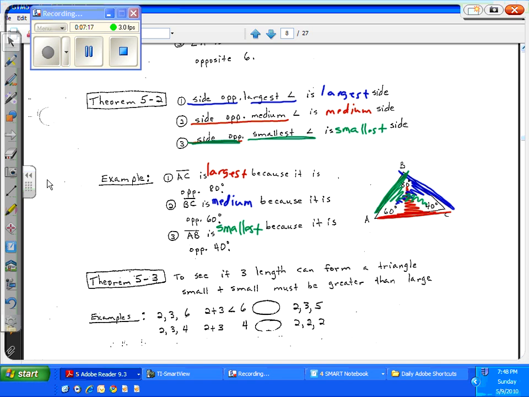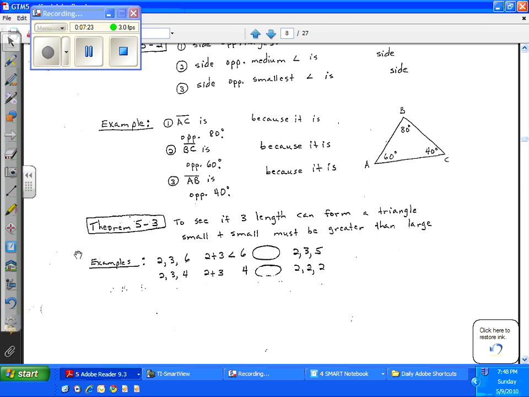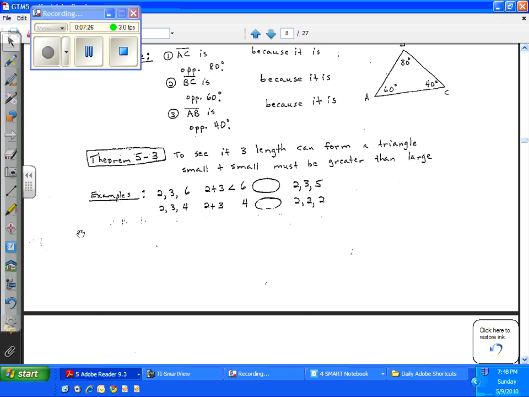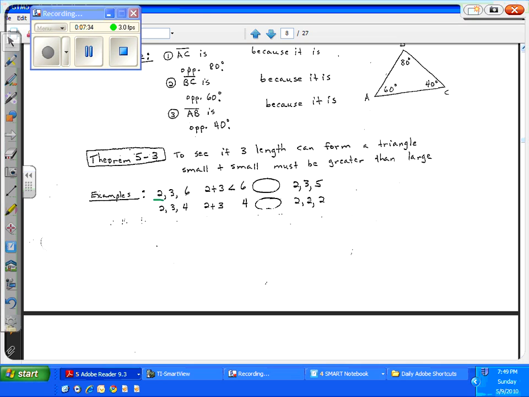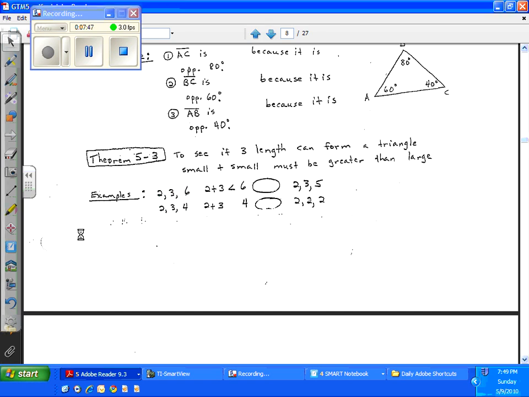Theorem 5.3 says, to see if three lengths can form a triangle, small plus small must be greater than large. The fancy way of saying that theorem is, to be a triangle, the sum of the smaller two sides must be larger than the length of the third side. If it's not, it's not a triangle. Let me show you why.